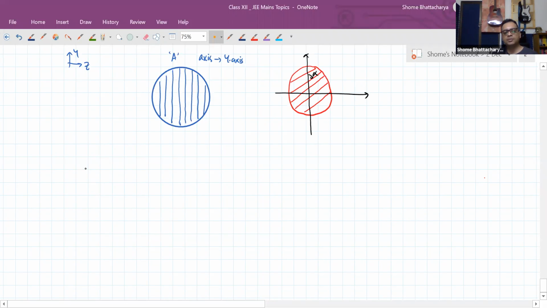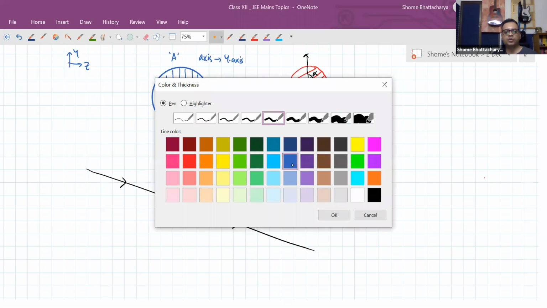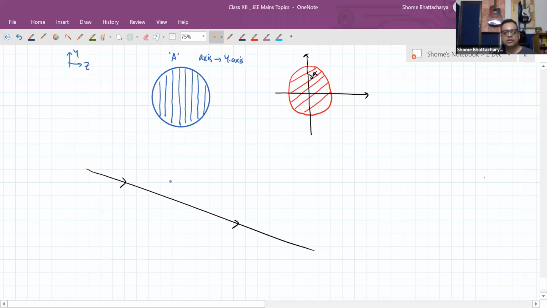So what will happen now if I make light pass through the series combination of this? If the original unpolarized light is of intensity I naught, then tell me what will be the intensity of light after passing through the series combination.